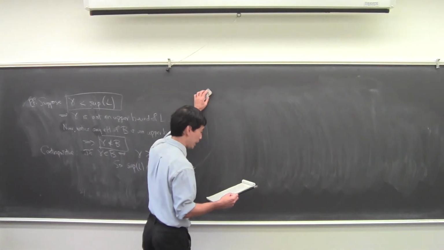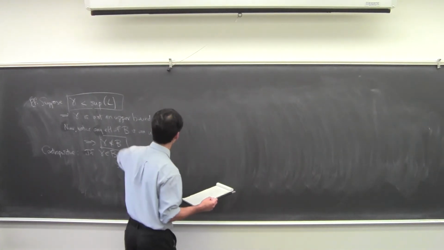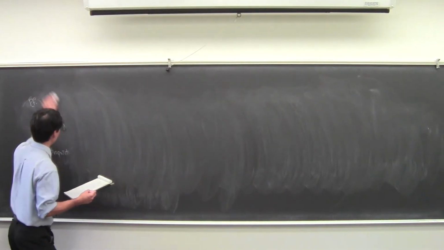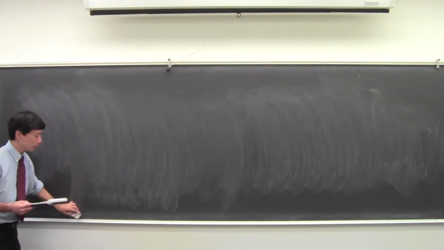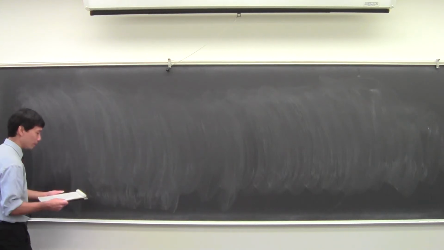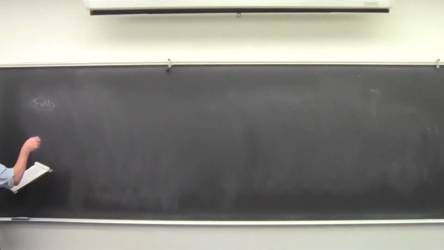Okay. So now we're going to introduce the notion of a field, because as you have read, R is going to be a field, and that has this least upper bound property. So we have to explain what a field is. A field is something that satisfies a set of axioms.